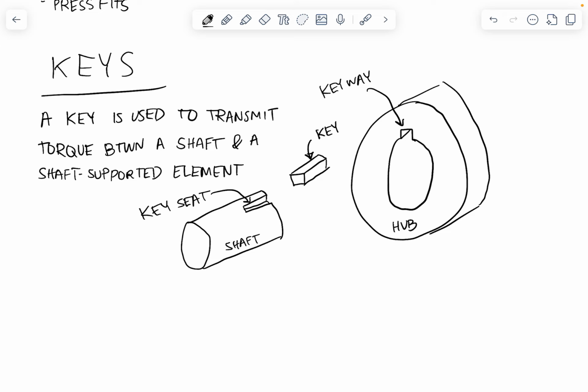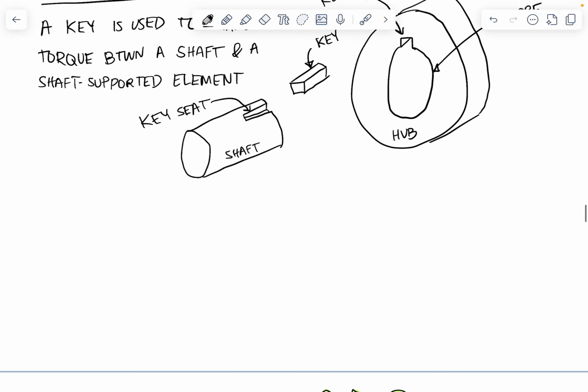Okay, so technically the key seat is milled into the shaft and the keyway is in the hub. Sometimes you'll hear people use those terms interchangeably. That's okay, but I'm going to teach you the technically correct way from your textbook. Okay, and the inner diameter hole inside of the hub is commonly called the bore.